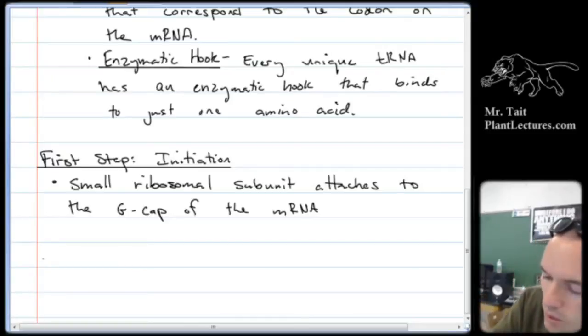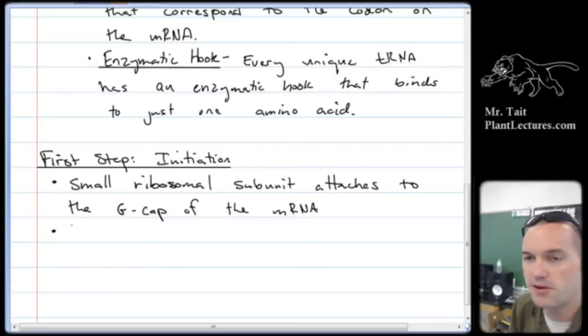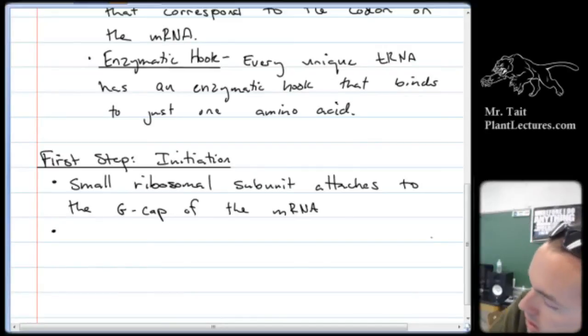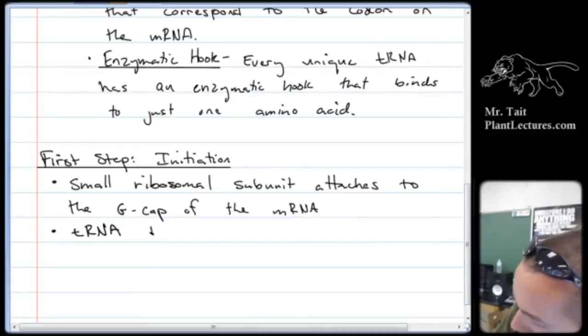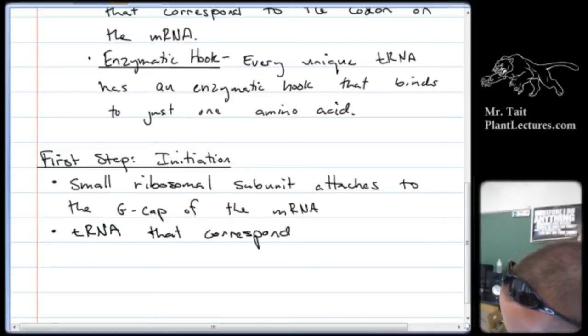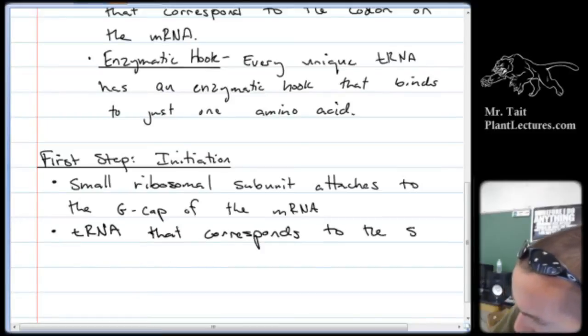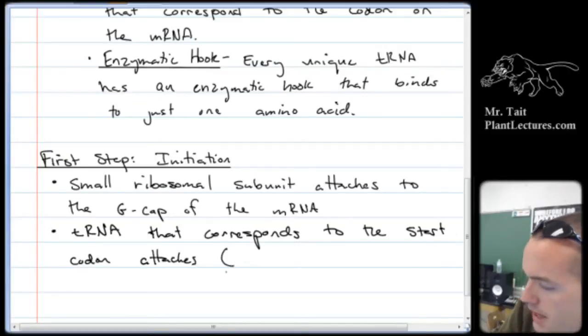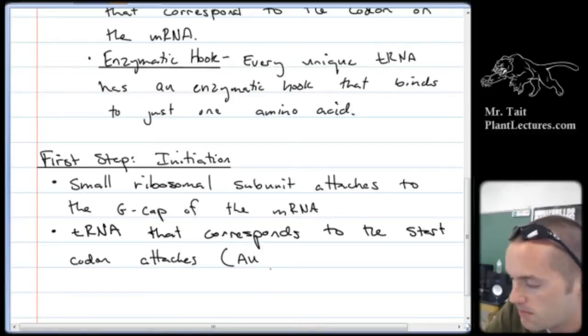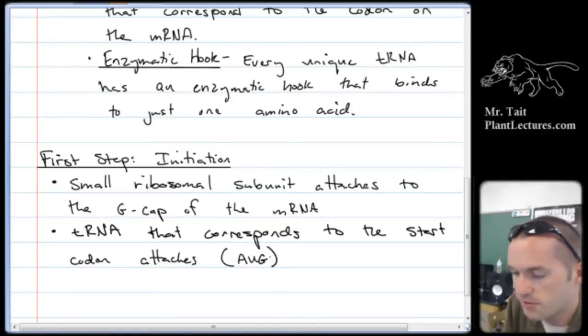So, it attaches to the G cap. Once it's attached to the G cap, that signals the first tRNA to attach. So the tRNA that corresponds to the start codon attaches. That tRNA that corresponds to the start codon is always the same. It's AUG, right? That's always the start codon. It always codes for methionine, right?